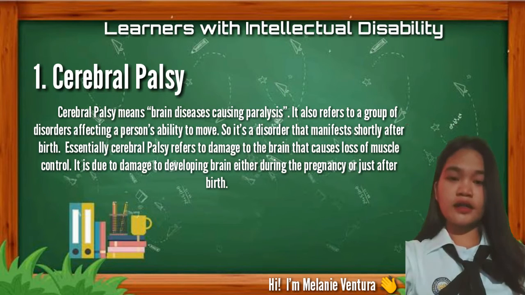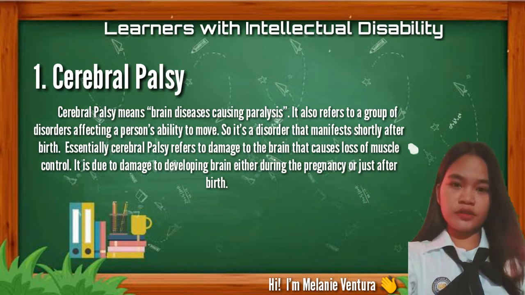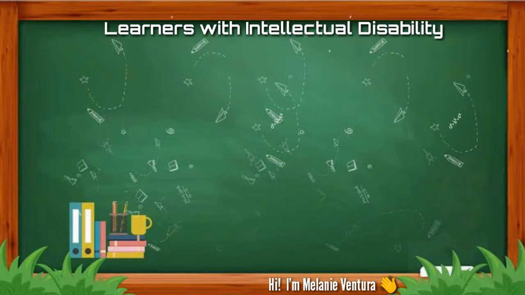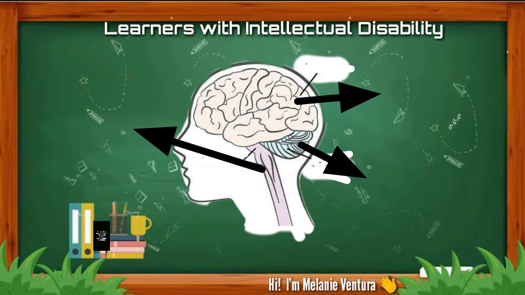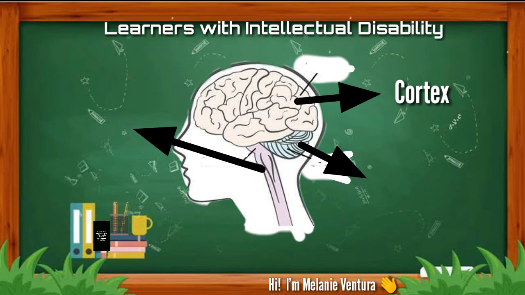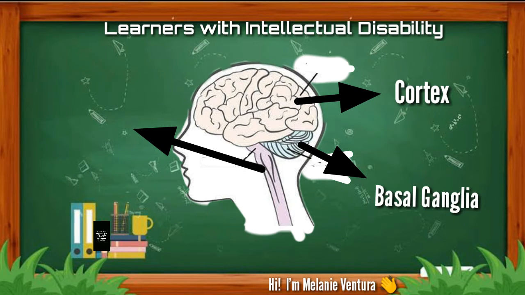So, it's a disorder that manifests shortly after birth. Essentially, cerebral palsy refers to damage to the brain that causes loss of muscle control. It is due to damage to the developing brain either during the pregnancy or just after birth. There are three important parts of the brain which are important to know when dealing with cerebral palsy, and these three areas are the cortex, which is essentially the brain itself, the basal ganglia within the brain, and last, the cerebellum.